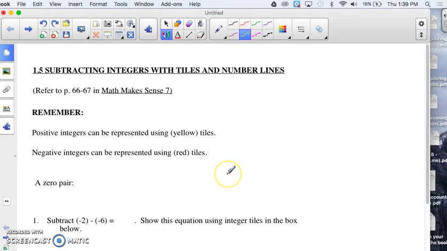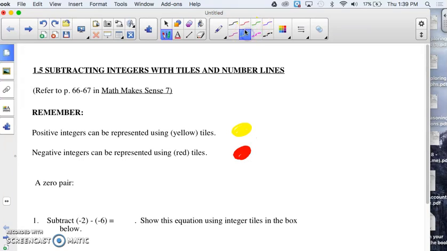And the first part of the lesson will be review from the previous lesson. So as you can remember, positive integers can be represented using yellow tiles. So I'm just going to have an example here. And negative integers can be represented using red tiles. So I'll have one example here.